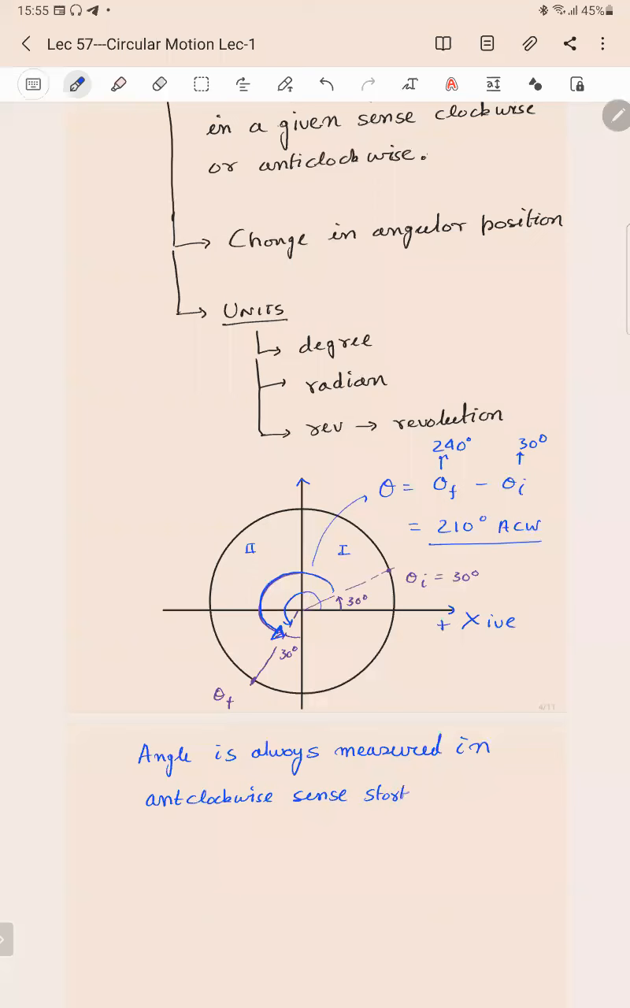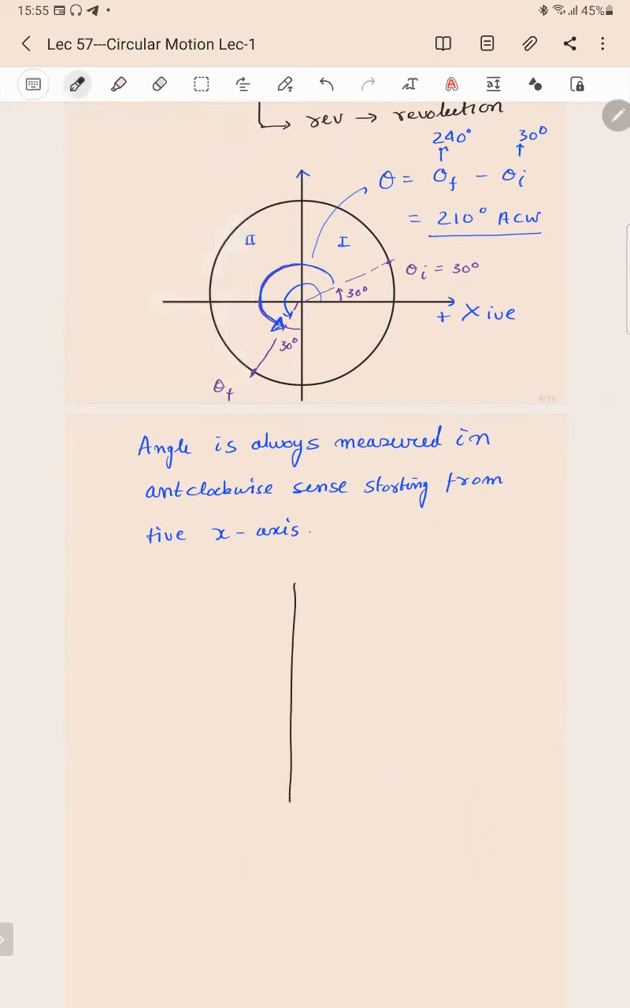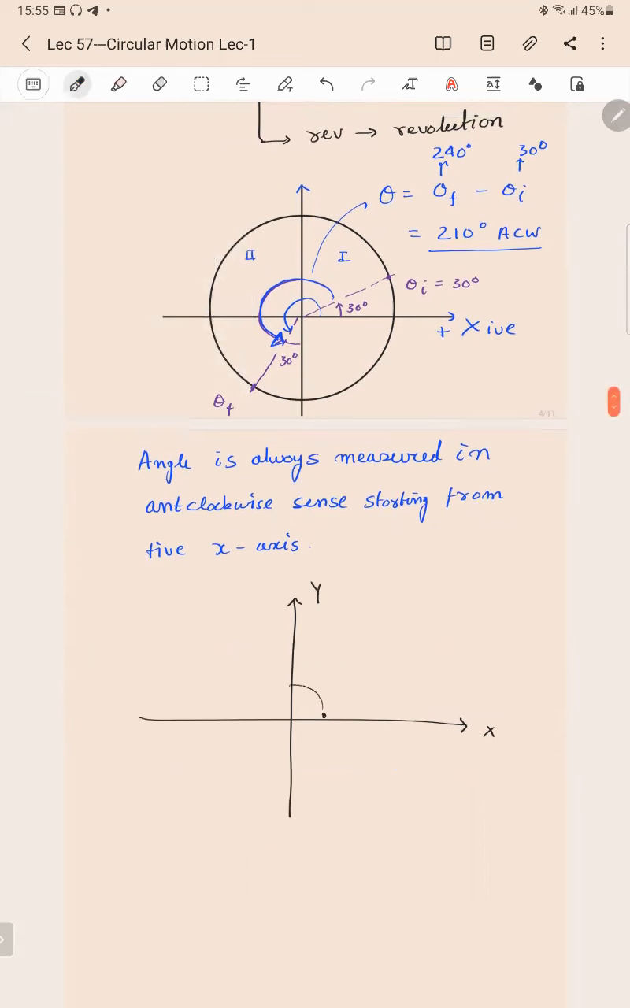Starting from positive x-axis. Is the point clear to you? Yes sir. Now, let's say I ask you, I have given this here, x is here and y is here. Let's say I started from here, I rotated like this and I came to this place. Starting point was this. Okay. So can you tell me what the angular displacement is?